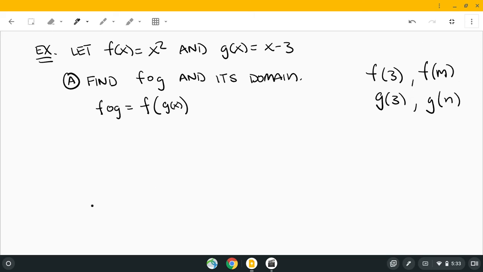Okay, so here, this is saying take whatever g is and plug it in there. Just like if it says 3, you would substitute 3 into this function. If it says m, you would substitute m into this function. If you have another function, you would have to plug in that actual function over here. So let's take a look.